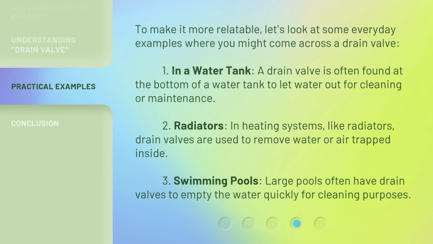To make it more relatable, let's look at some everyday examples where you might come across a drain valve. 1. In a water tank. A drain valve is often found at the bottom of a water tank to let water out for cleaning or maintenance. 2. Radiators. In heating systems, like radiators, drain valves are used to remove water or air trapped inside.